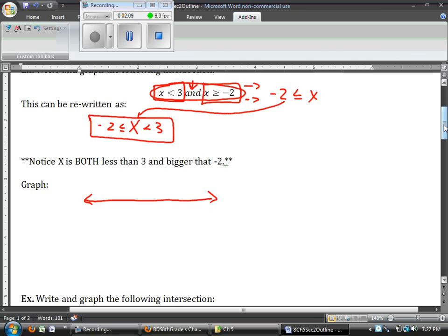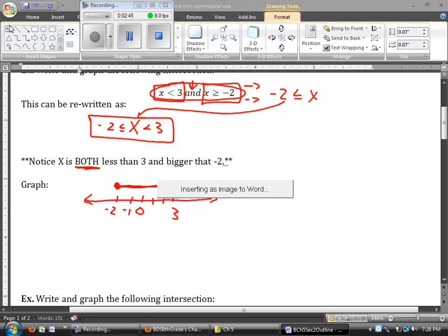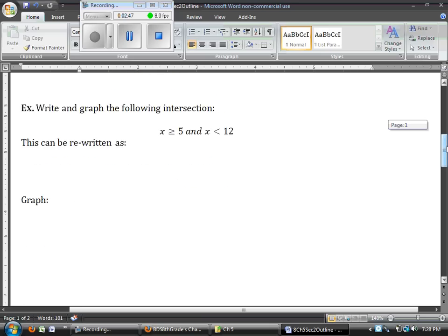They're called intersections. If I have -2 and I have 3, I have an equal to sign at -2, so I have the closed dot on -2 and an open dot on 3. X is bigger than -2, so it's going this way. X is less than 3, so it's going this way. And I want x to be both less than 3 and bigger than -2. So x is everything that's in between -2 and 3. Hope that makes sense. If not, hopefully you can pick it up on this next one.